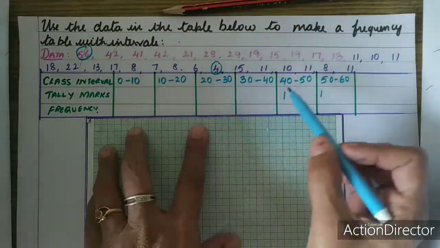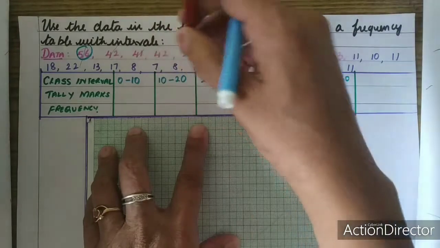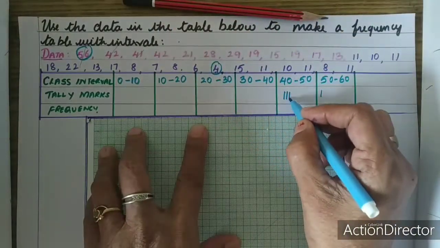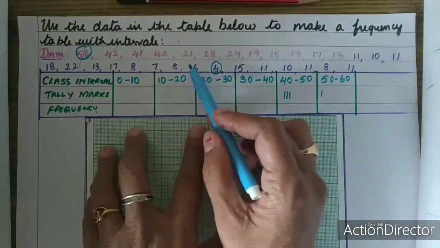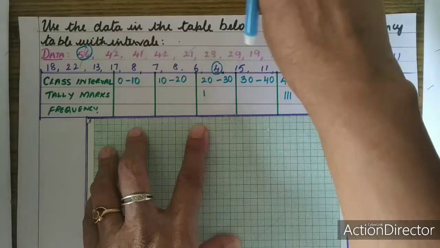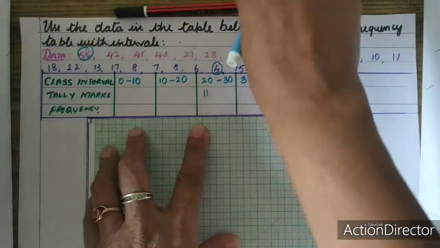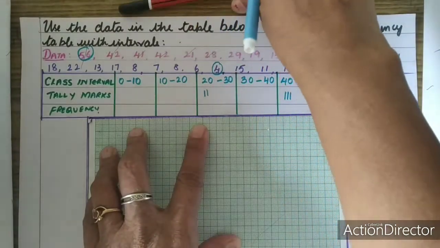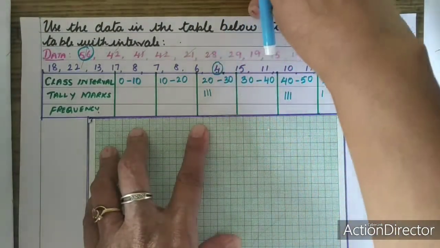Next one is 41. 41 lies between 40 to 50. So you cut this number. Next is 42. Again it lies between 40 to 50. You cut this number. Next one 21. 21 lies between 20 to 30. So you cut this number. Next 28. 28 lies between 20 to 30. Cut it. Again 29. 29 lies between 20 to 30. Cut it.